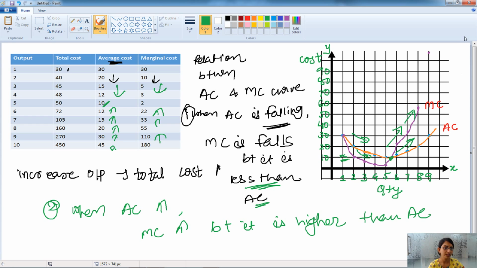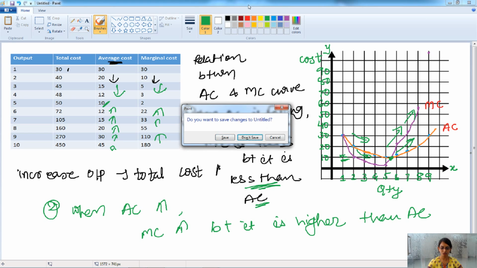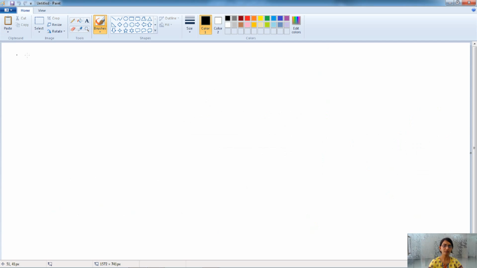And this graph shows the relationship between average cost, marginal cost and the total cost. Here we have talked about the MC, AC and the TC, that is the total cost.